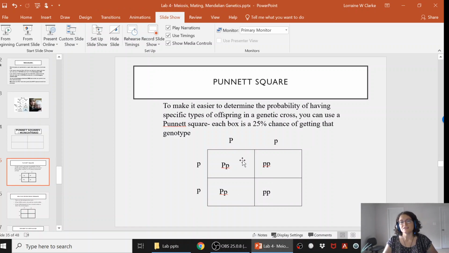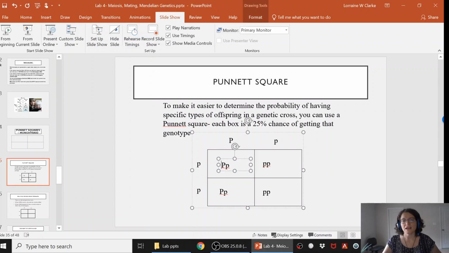Now you can look at each of these as a 25% chance of getting that genotype. But if you look here, in a combo with a heterozygote and a homozygous recessive, or a heterozygote and a homozygous dominant, you actually have a 50-50 chance of getting either, okay? So we have a big P, big P, little p, okay? These 2 will express the dominant phenotype. These 2 will express the recessive phenotype.